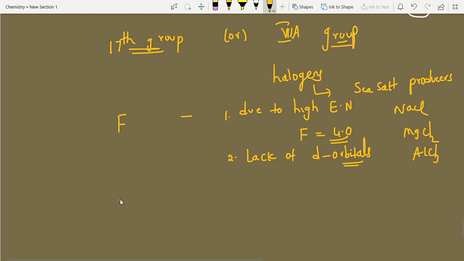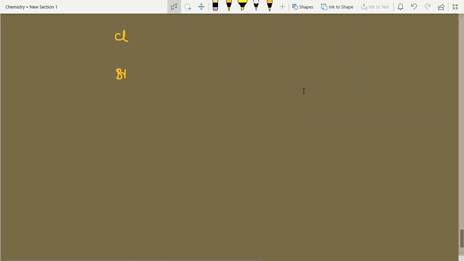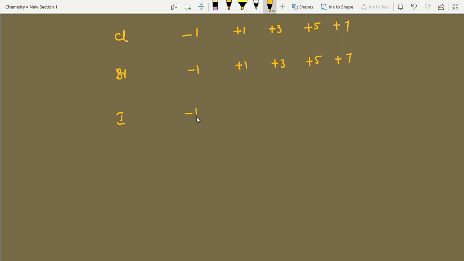Yes, chlorine, bromine, and the next one is iodine. Chlorine shows oxidation states -1, +1, +3, +5, +7. Even bromine also shows -1, +1, +3, +5, +7. Iodine also shows the same thing.